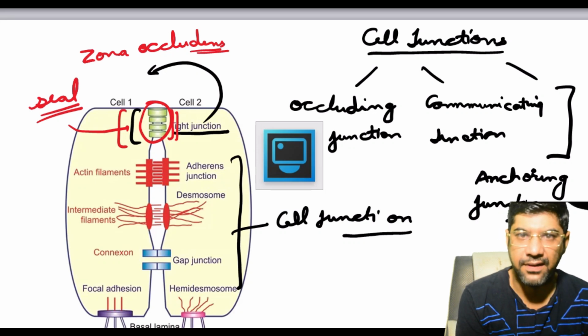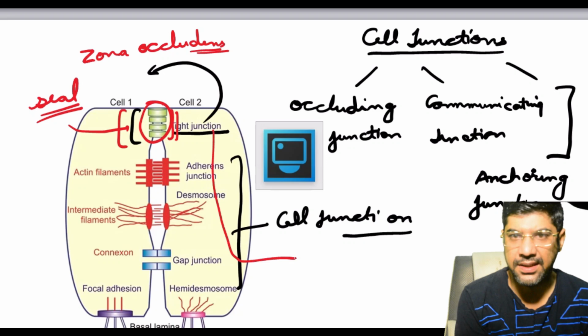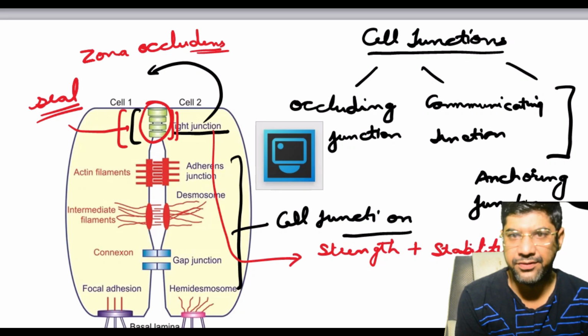Now, what are the functions of tight junction? First is strength and stability. Tight junctions provide structural support by holding the neighboring cells together, which is essential for the integrity of the tissue. Tight junctions also act as a selective barrier for small molecules. They allow selective permeability, but form a complex barrier for larger molecules. This function is also known as the gate function.